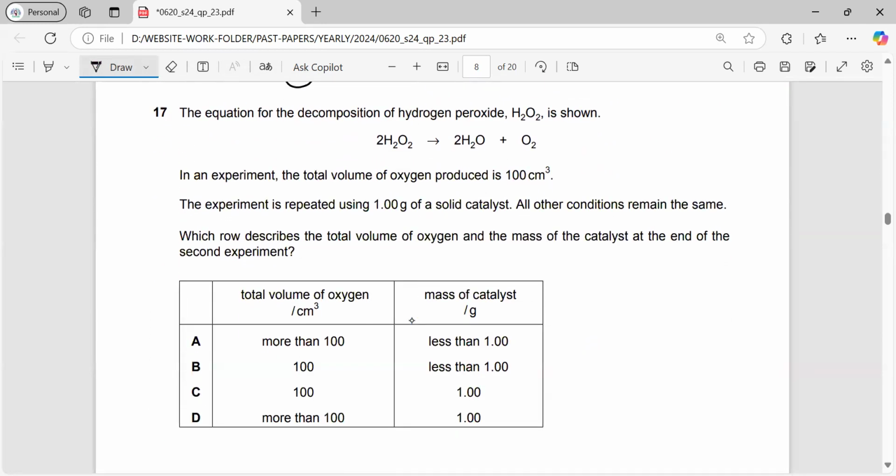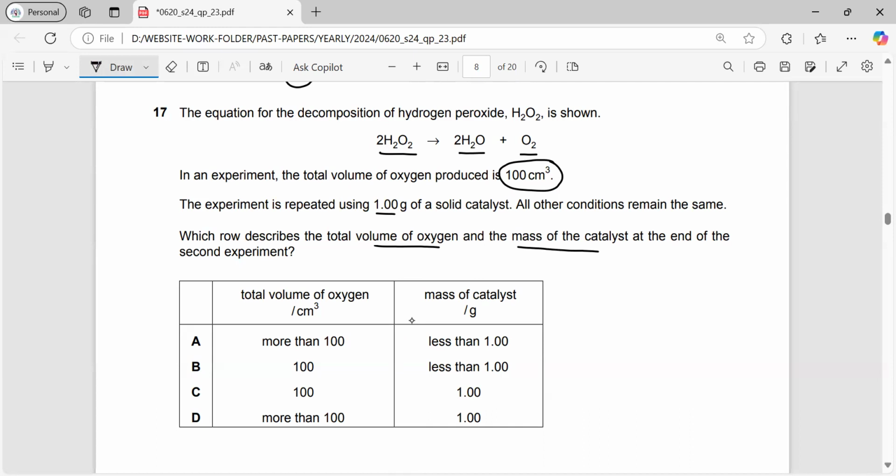Number 17, the equation for the decomposition of hydrogen peroxide is shown. So you can see hydrogen peroxide is decomposing into water and oxygen. In an experiment, the total volume of oxygen produced is 100 cm3. The experiment is repeated using 1 gram of solid catalyst. The other conditions are the same. Which row describes the total volume of oxygen and the mass of the catalyst at the end of the second experiment?